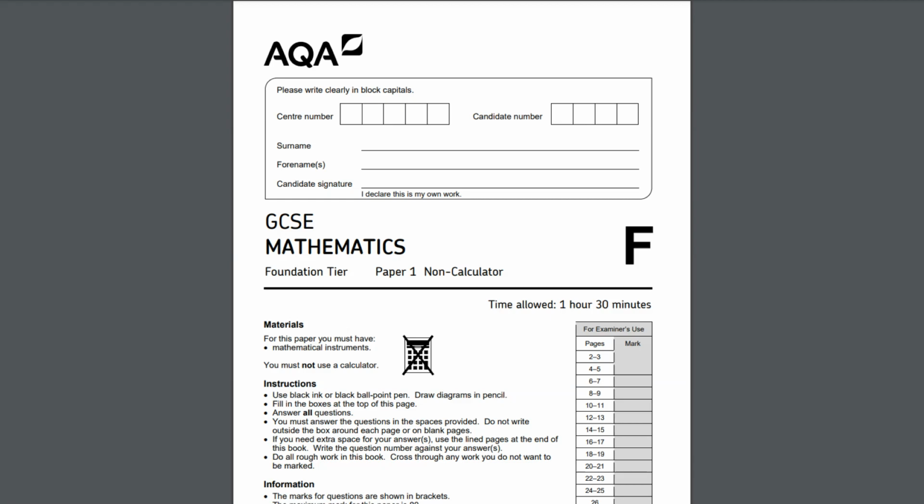Hey, what's up everyone? So today we're going to go over the AQA GCSE Mathematics Foundation Tier Paper 1 Non-Calculator. And this is for Mathematics GCSE.